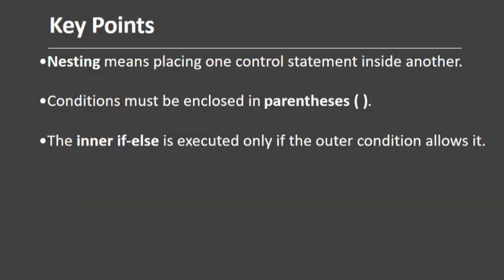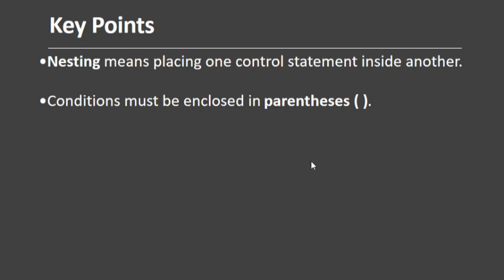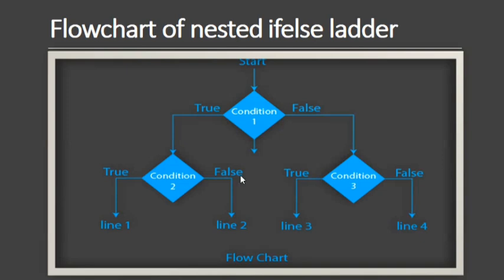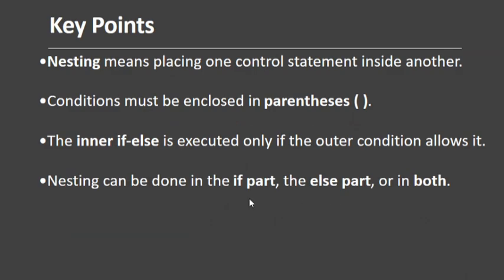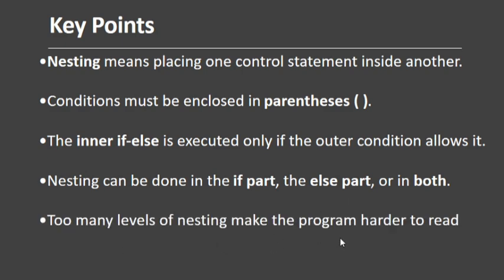Now key points: nesting means placing one control statement inside another. Conditions must be enclosed in parentheses. The inner if else is executed only if the outer condition allows it, which means the outer condition has to be true. Then only it will come here. If it is false, it never comes here, it goes to the else. Nesting can be done in the if part, else part, or both. Too many levels of nesting make the program harder to read and add complexity, so it should be used carefully.